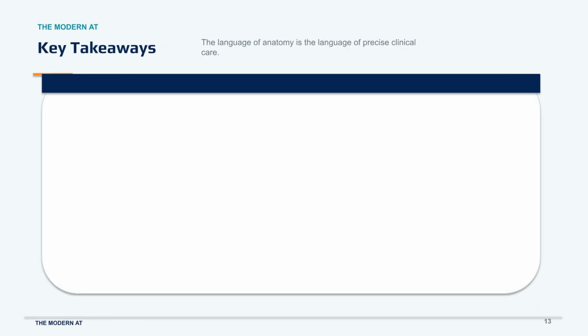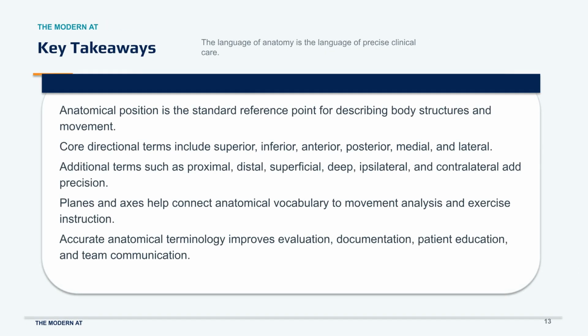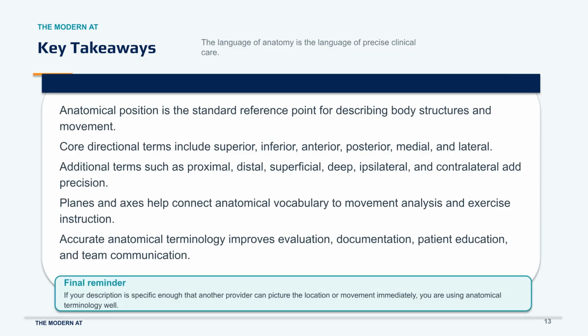The key takeaways are that anatomical position is the reference point. Core and additional terms add precision, and planes and axes link vocabulary to movement. Accurate terminology improves all aspects of clinical care. If your description is specific, you are communicating well.